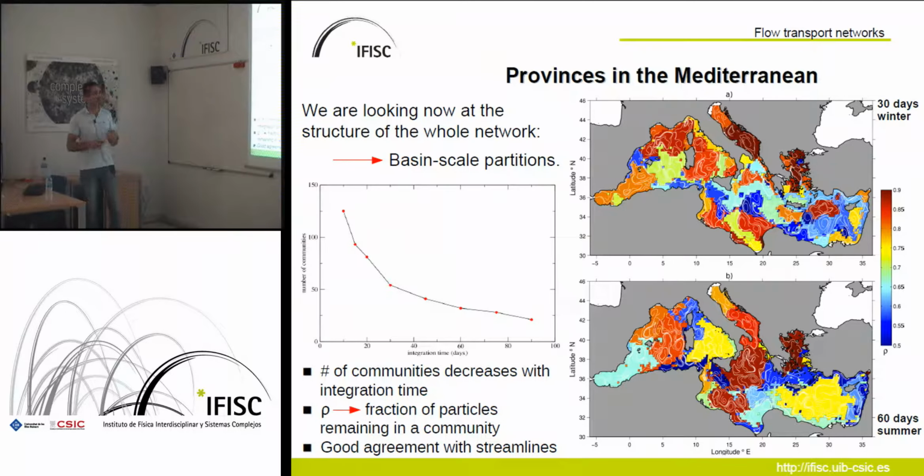What we see clearly, and here you have the graph, is that the number of communities decreases with the integration time. And this makes sense because we are mixing more and more the water, so the basin becomes more and more connected. We also define a coefficient rho that is like a merit factor for each community that estimates the leaking of water from each region, how much it is really closed and coherent or not.